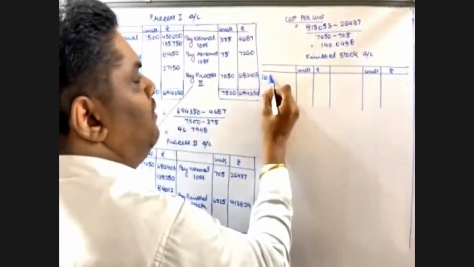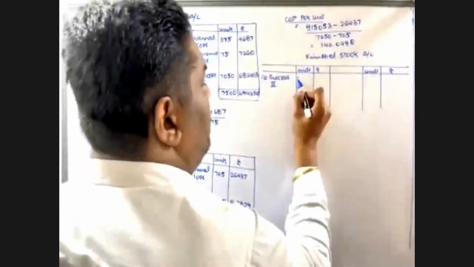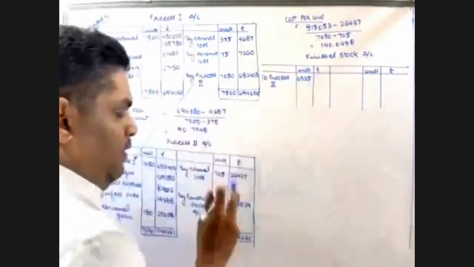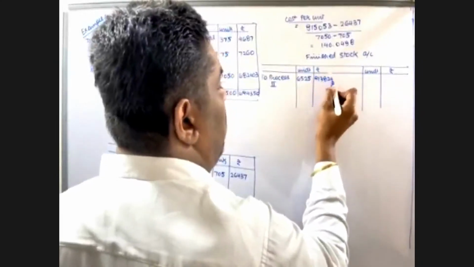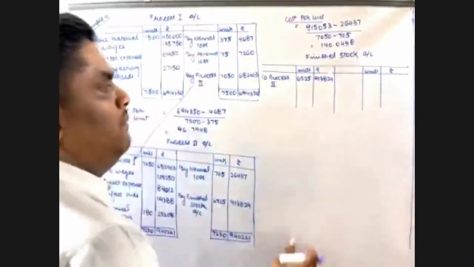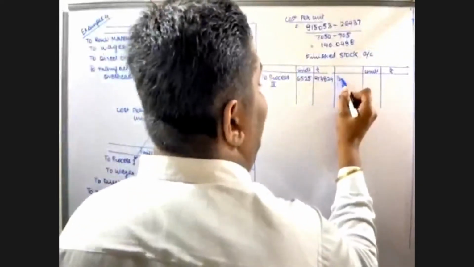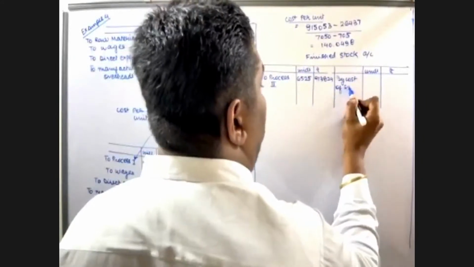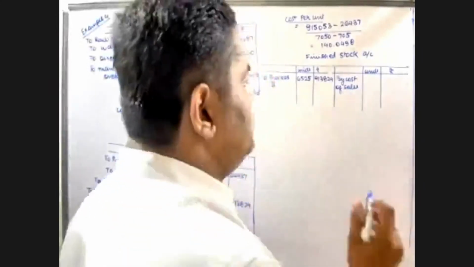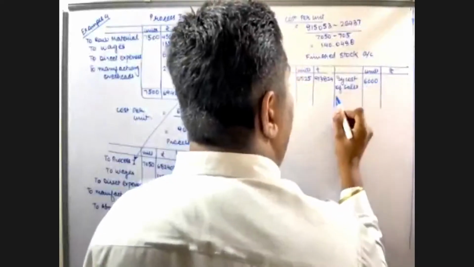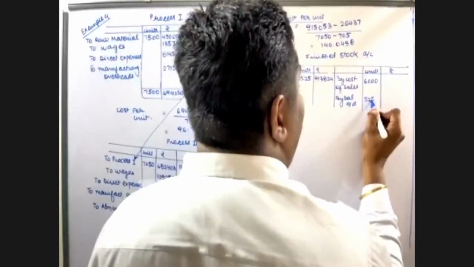So to process second, that is 6525. Now, by cost of sales, since 6,000 units are sold, so by cost of sales, 6,000, and by balance carried down, 525.